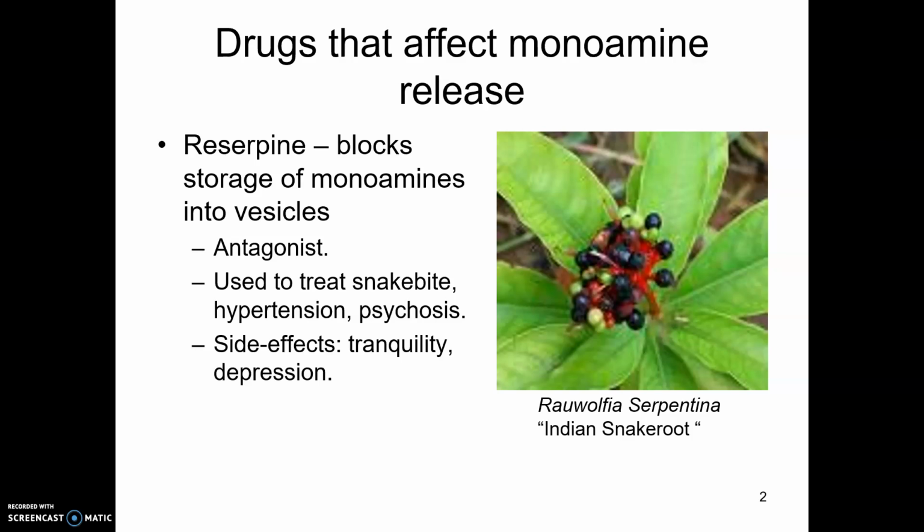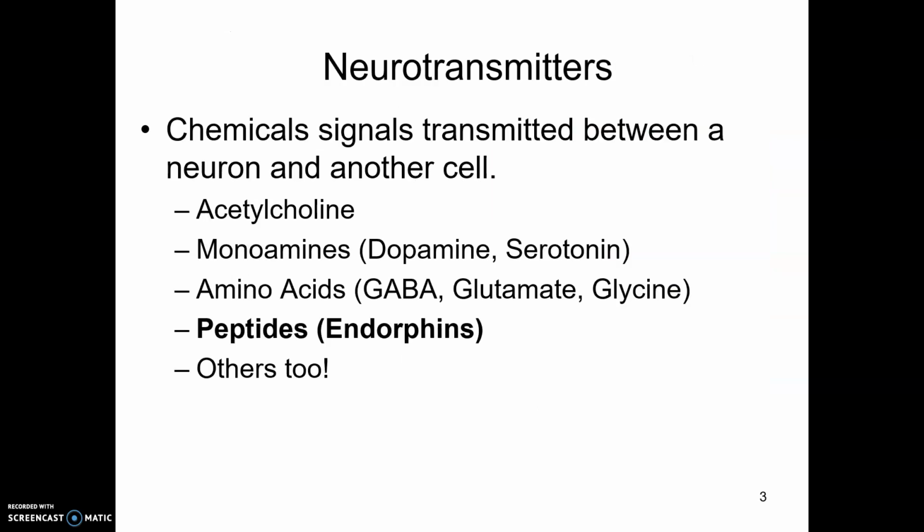It's been used to treat psychosis. And those are effects related to dopamine and serotonin. One of the interesting things is that because serotonin and norepinephrine are reduced, the side effects you will typically tend to see include tranquility and depression. We will come back to the fact that it produces depression later on in the semester when we talk about the development of antidepressants. So now we're going to talk about another type of neurotransmitter.